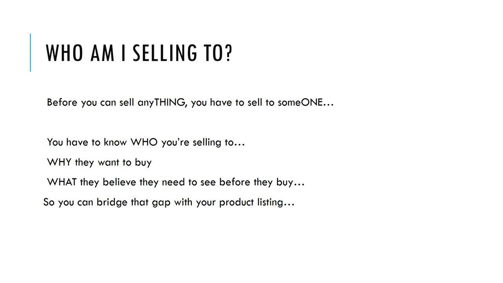Before you can sell any product, you have to sell to someone. You have to put together the words that are going to have someone convince themselves to buy your product. So you have to know who you're selling to. You have to know why they want to buy. You have to know what they believe they need to see before they buy. So, what features, benefits, and transformation do they need to see in your title and your bullet points and in your description or EBC description.